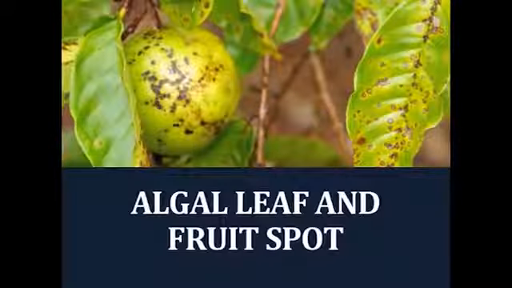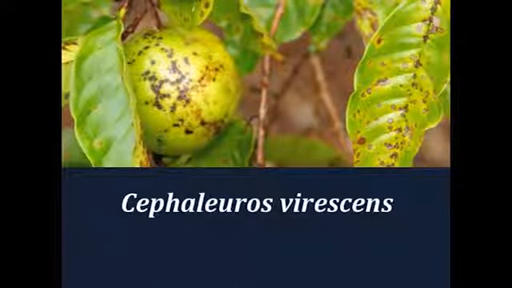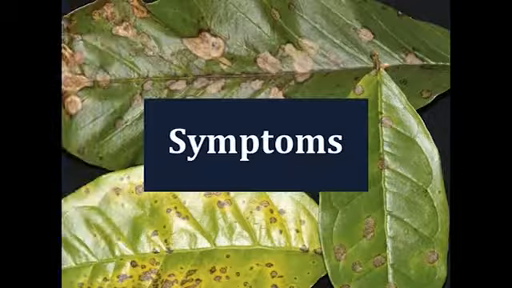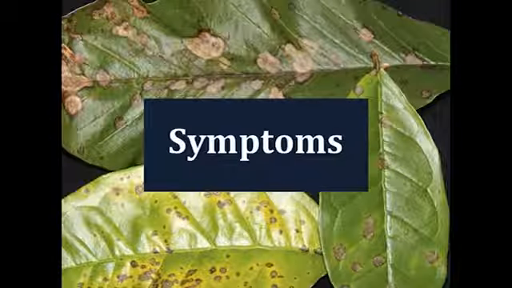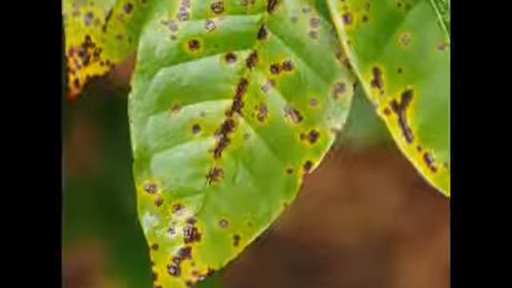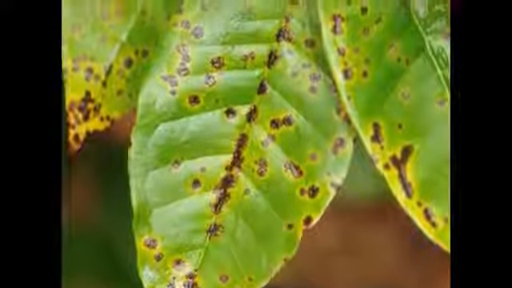Next disease is the algal leaf and fruit spot. It is caused by Cephaleuros virescens and Cephaleuros parasiticus. Now let's see about the symptoms of the algal leaf and fruit spot. Algae infects immature guava leaves during early spring flush.